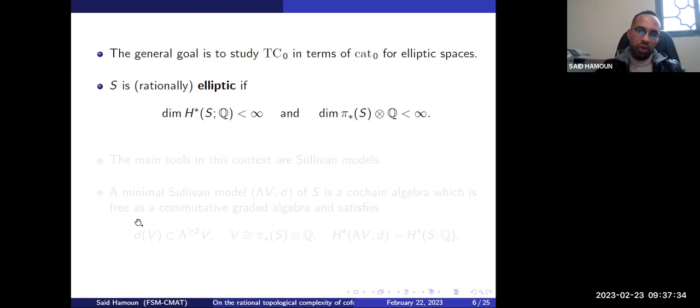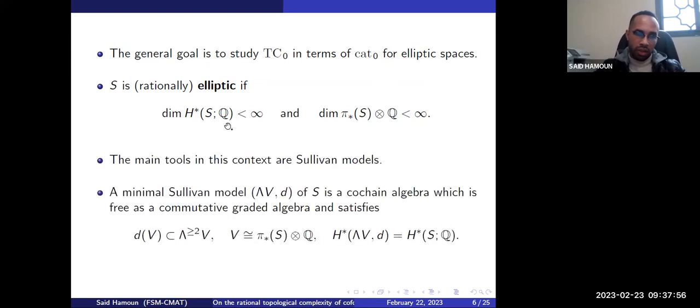Our general goal is to study the rational topological complexity in terms of rational LS category for elliptic spaces. And we say that a topological space S is elliptic if the rational cohomology and the rational homotopy are both finite dimensional. In this framework, our main tools are the Sullivan models.